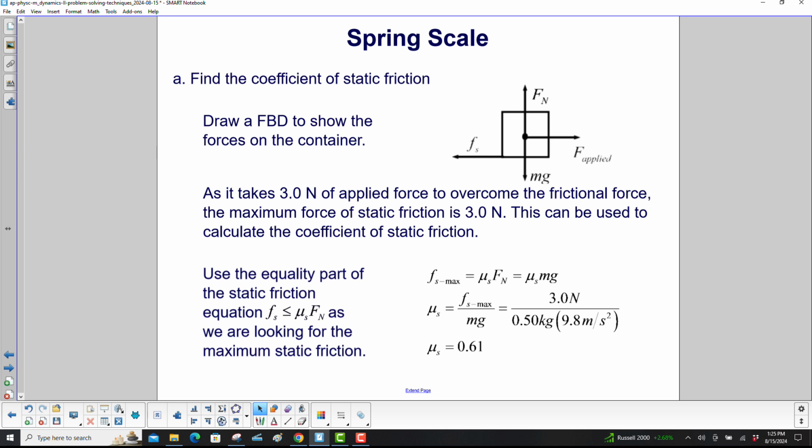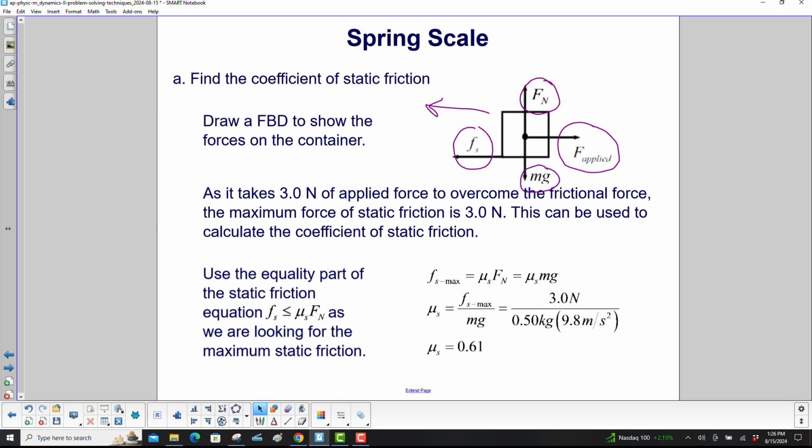First, draw a free body diagram to show the forces on the container. So what do we have? We have an applied force to the right, mg, gravity down, normal force up, and friction force opposite the direction of motion. As it takes 3.0 newtons of applied force to overcome the frictional force, the maximum force of static friction is 3.0 newtons. This can be used to calculate the coefficient of static friction.